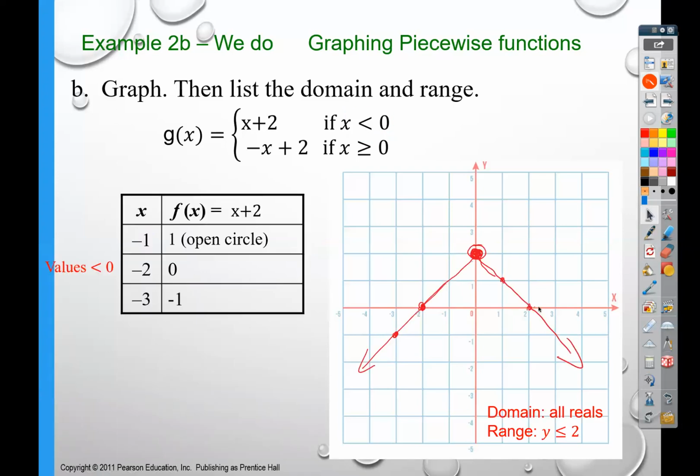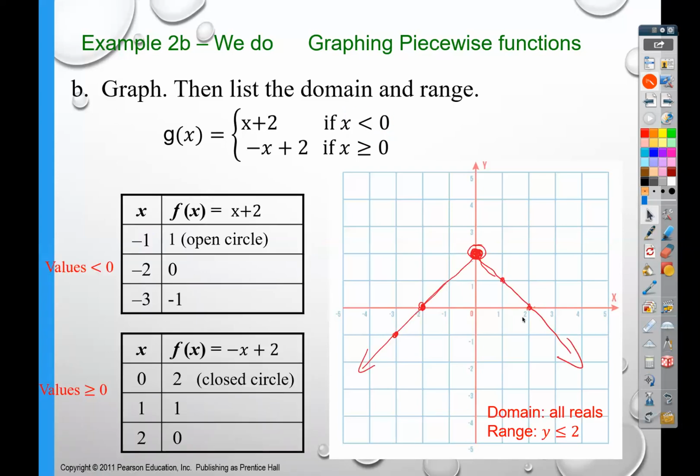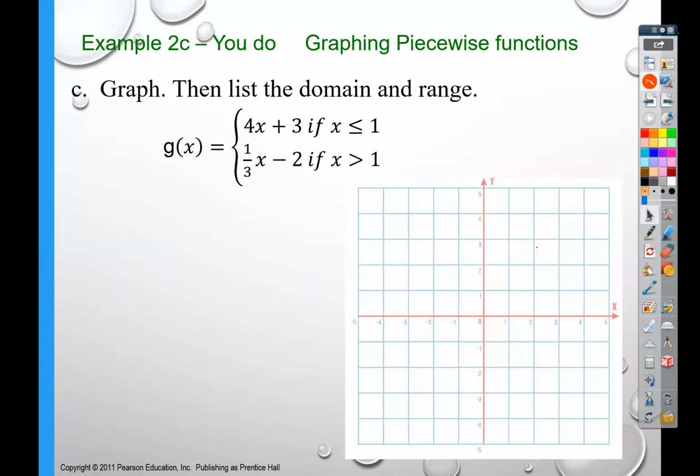All right, and then you can see I graphed it again. It says list the domain and the range. Since this is forever going to the left and the right, the domain is all reals. The range, you are starting where y equals 2 and you're going down, so it's less than or equal to 2. And now you get to do one.